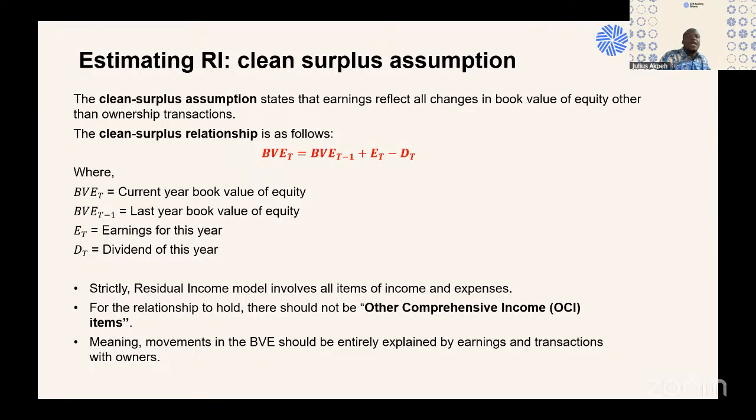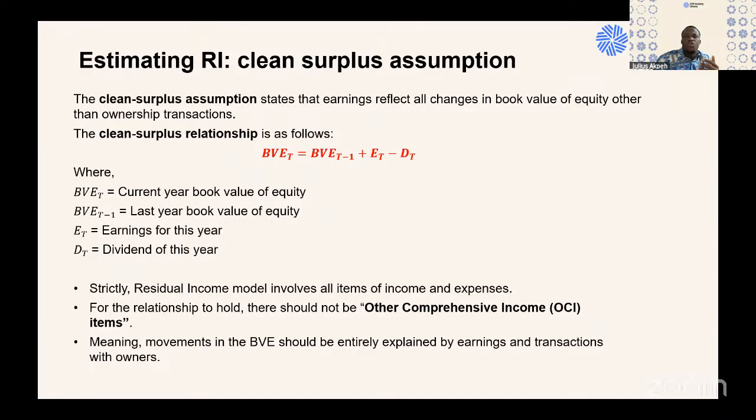No, it's explained by earnings after tax, dividends, and other comprehensive income items like fair value gains or losses, revaluation gains, and so on. Pension, actuarial gains and losses, and all that. They are all part of the explanation. So do we ignore them? No, we can't ignore them.